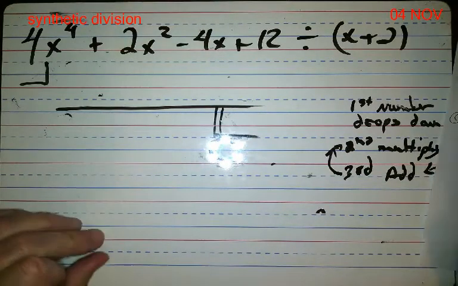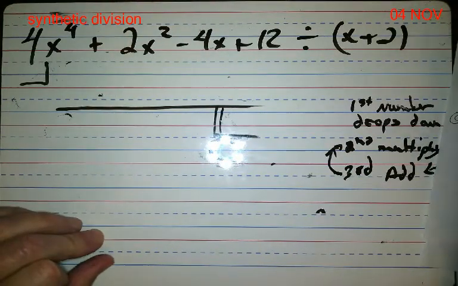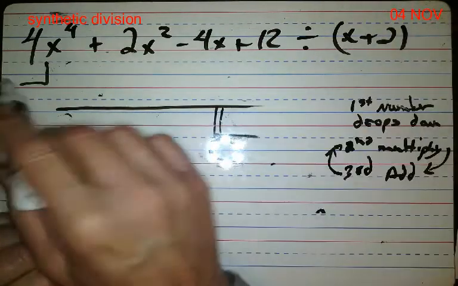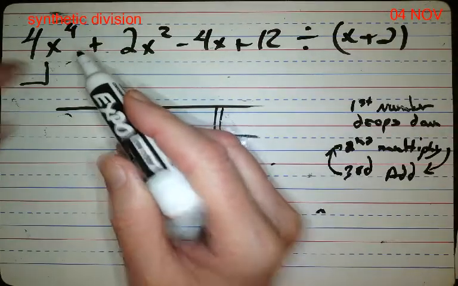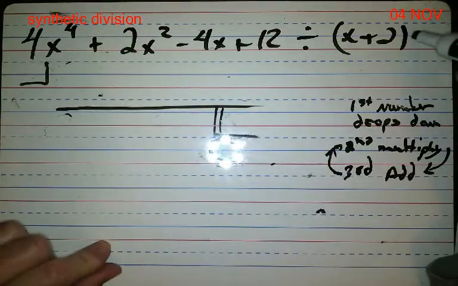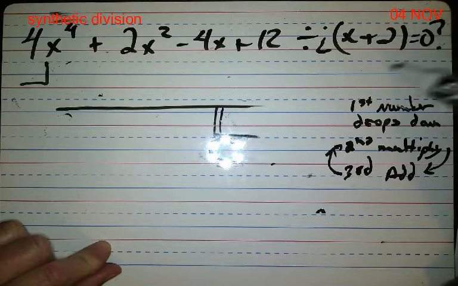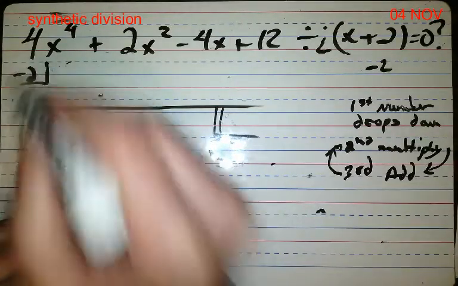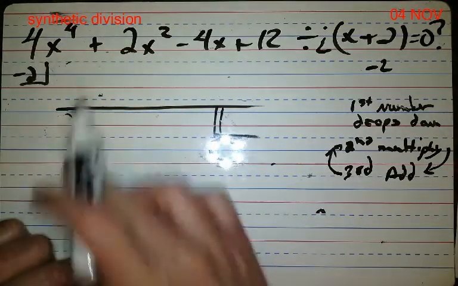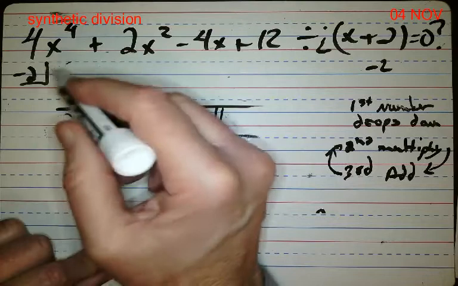So fast, so easy. Remember the first step? You have to fill in this hole. What am I dividing by? The answer to that question is, what makes this equal 0? Well, negative 2 makes that equal 0. Negative 2 plus 2. Negative 2 goes right here. All right. Now I write down the coefficients.